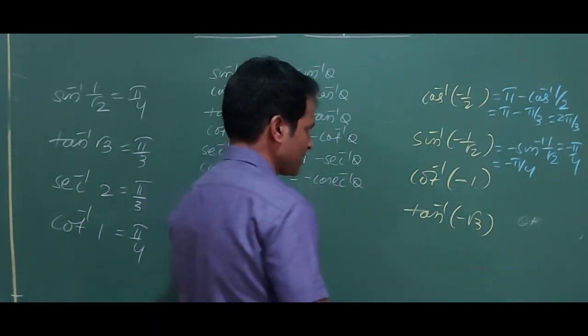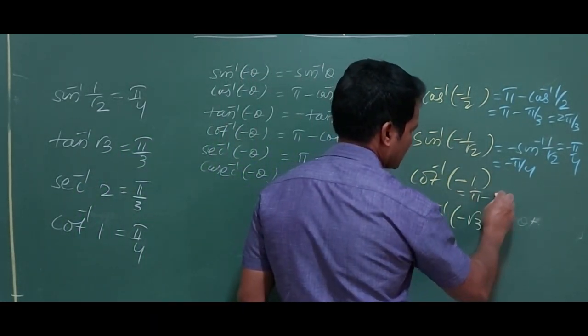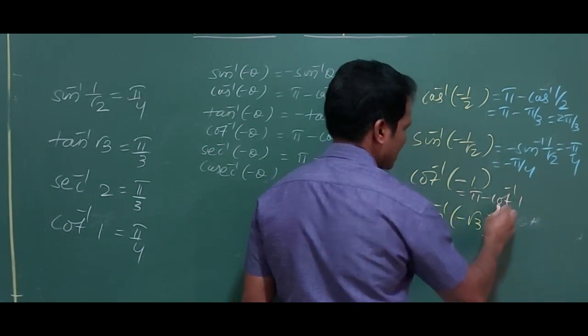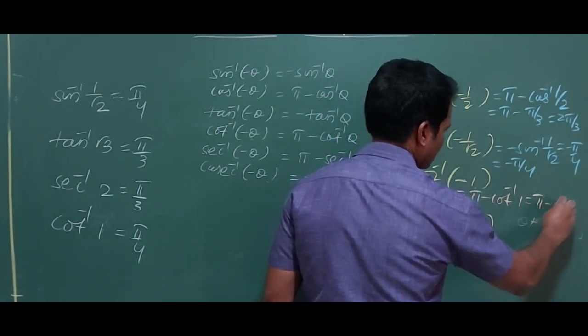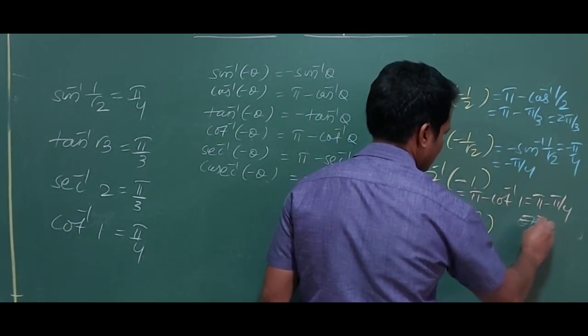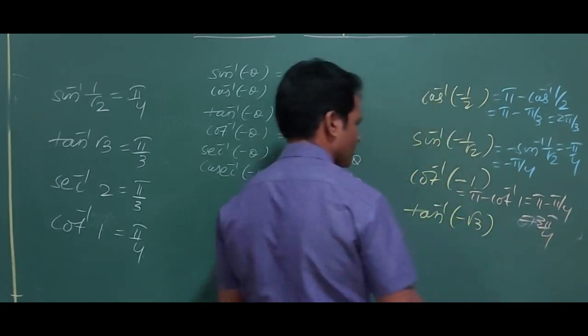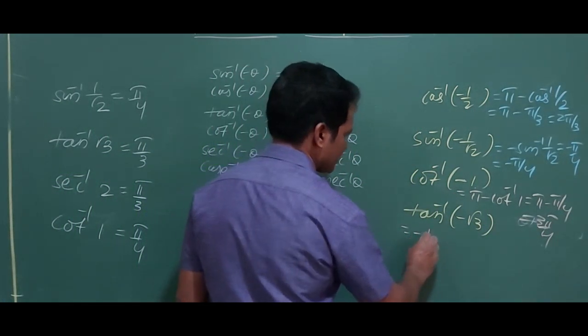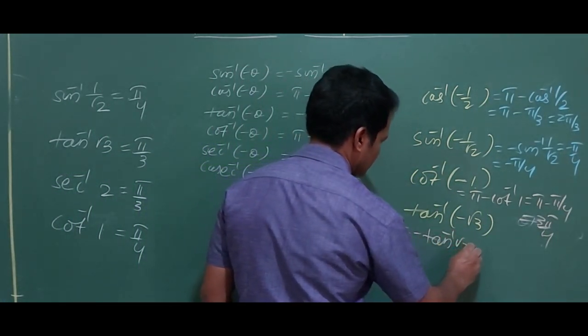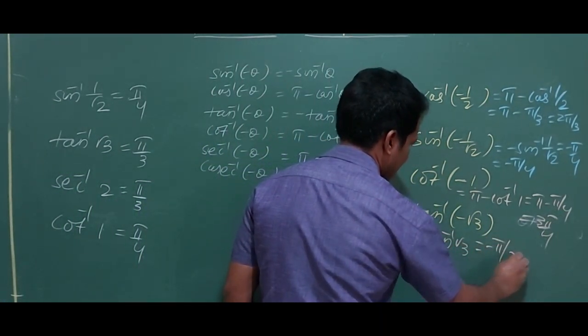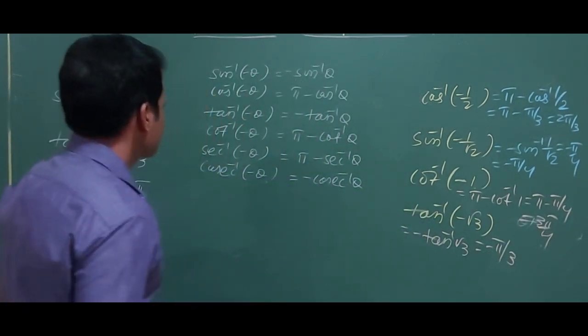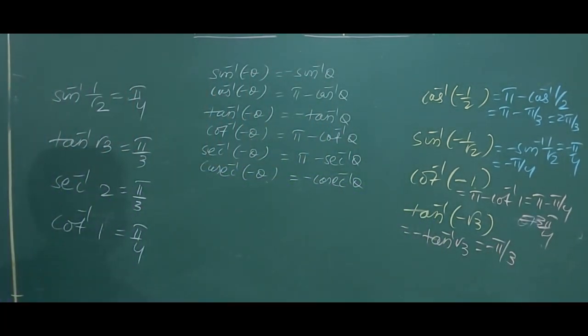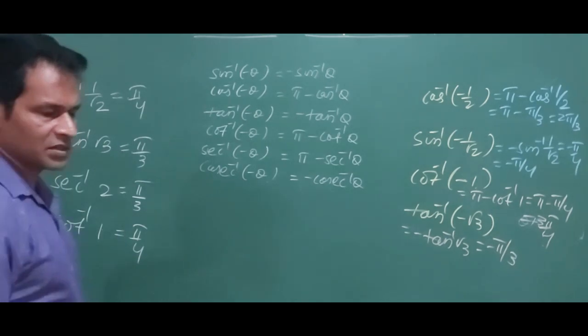Cot inverse of minus 1 is pi minus cot inverse of 1, and cot inverse of 1 is 45 degrees. Pi minus pi by 4 is 3 pi by 4. Tan inverse of minus root 3 is minus tan inverse of root 3, which is minus pi by 3. So, is it clear now? This kind of question you can do.